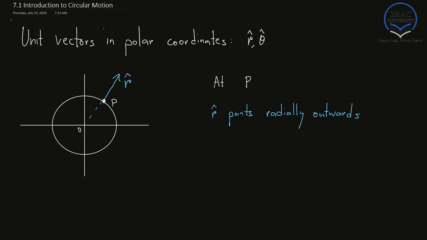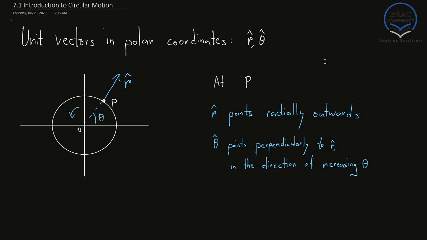So what's theta hat? We would take theta hat to be a unit vector that points, first of all, perpendicularly to r hat, and it will point in the direction of increasing theta. In which direction does theta increase? Well, theta is this angle, and theta increases in the anti-clockwise direction. So a vector that's number one perpendicular to r hat, and number two points in this increasing direction of theta would of course point in this direction.